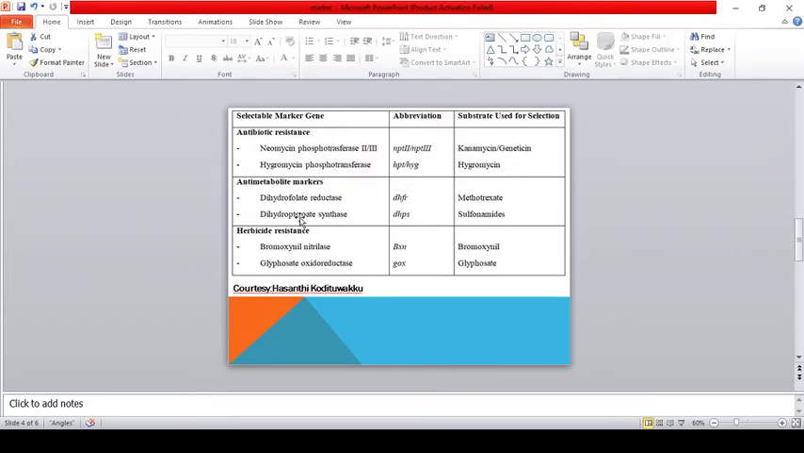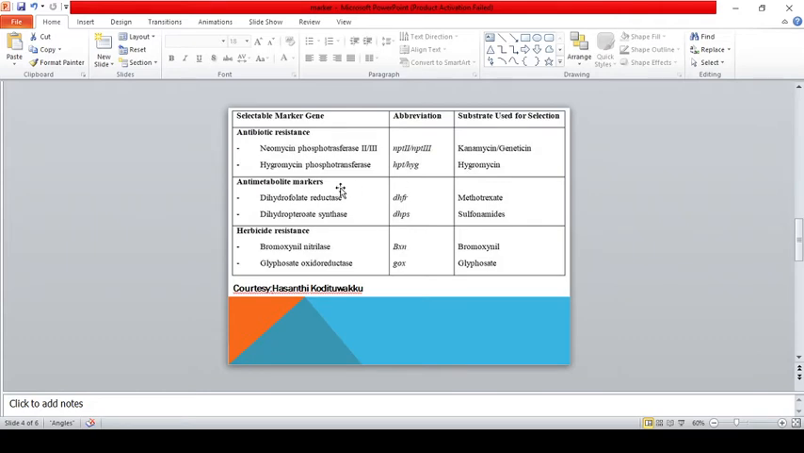So this is an example of selectable marker genes. An example of antibiotic resistance is neomycin phosphotransferase, the abbreviation is given, and the substrate used for neomycin phosphotransferase is kanamycin or geneticin. The next one is hygromycin phosphotransferase, and the substrate used is hygromycin.